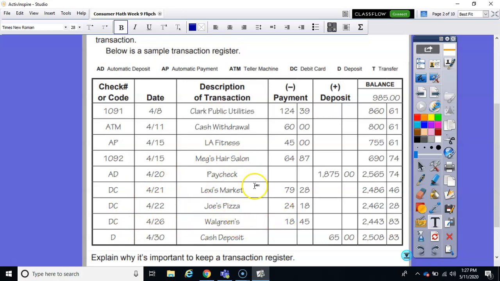So you can kind of see as you go through, each time any money is taken out of your account to pay for anything, it has to go in the payment column, and we're going to subtract that from our previous balance to get our new balance. And you just continue doing that every day.